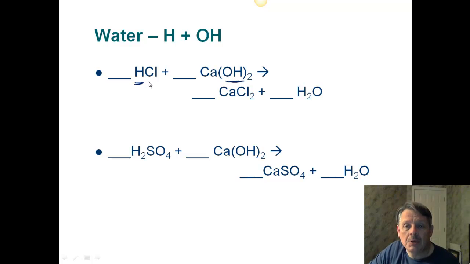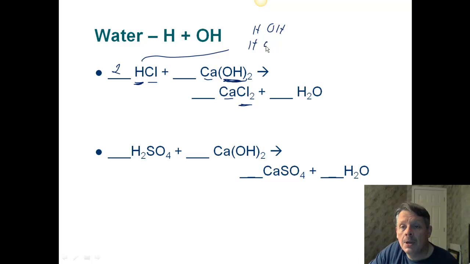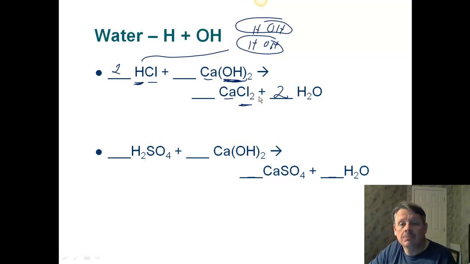I'm going to ignore that for a moment and jump to the next thing, which is chlorine. I've got 1 chlorine. I've got 2 chlorines over here, which means I need the 2 in front of this. I've got 1 calcium and 1 calcium. So now here I have 2 hydrogens, so I've got an H and an H. And over here I've got 2 OHs, an OH and an OH. And HOH is water, or H2O. And I've got 2 of them. So I got a 2 right there.